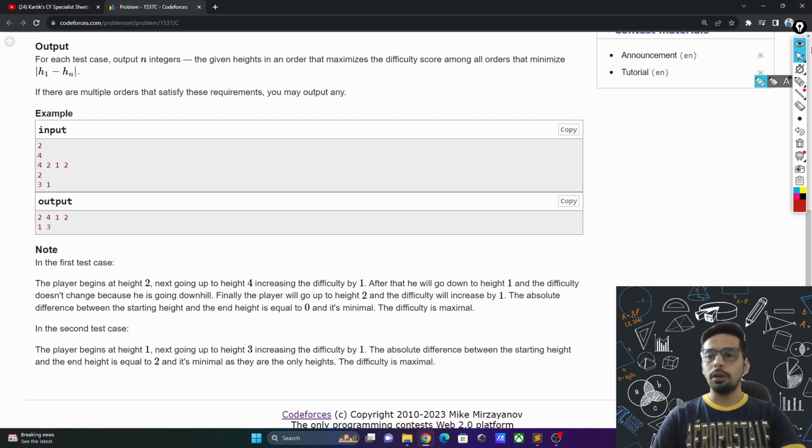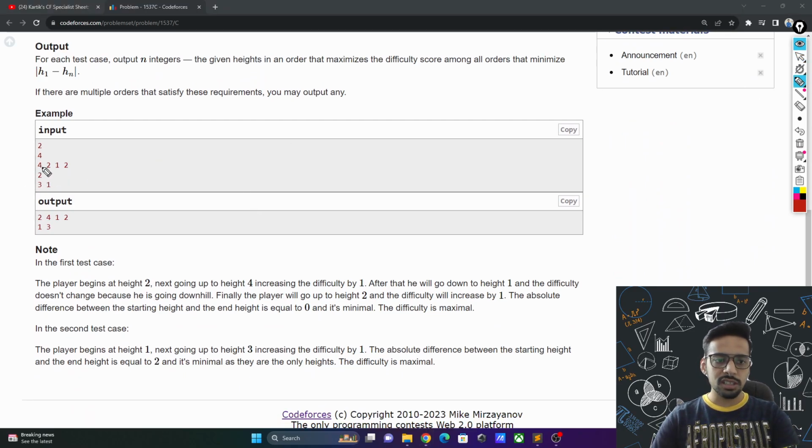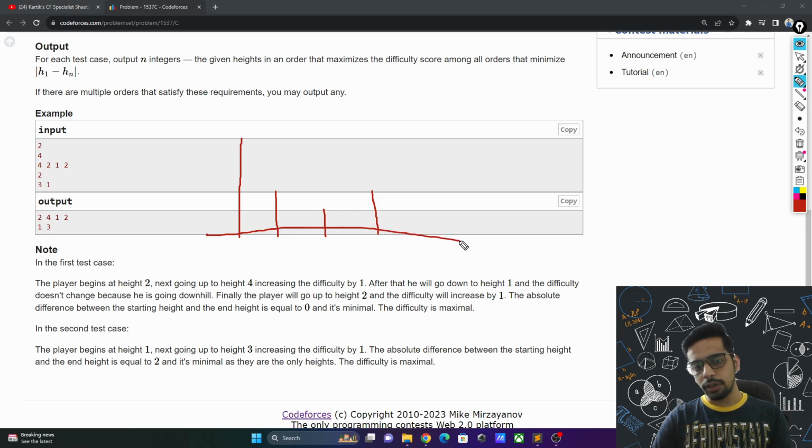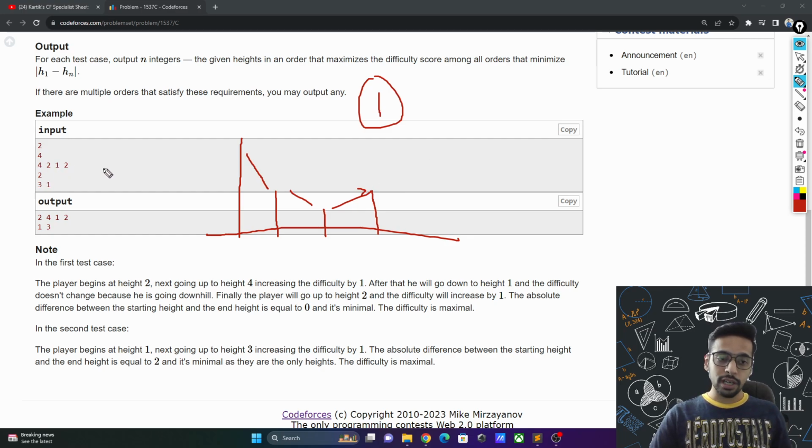So let's see an example. Let's take this example. You have hills of height 4, 2, 1, 2. If you were to move rightwards, this is downhill, downhill, uphill. So here your hardness was 1, moving from left to right. Let's see if you can get better.